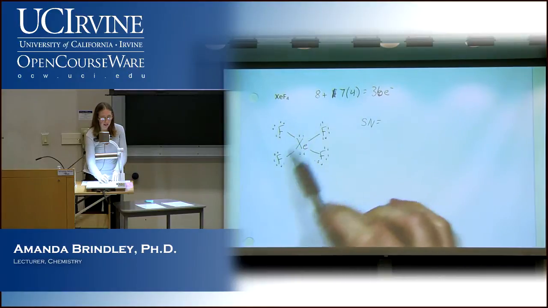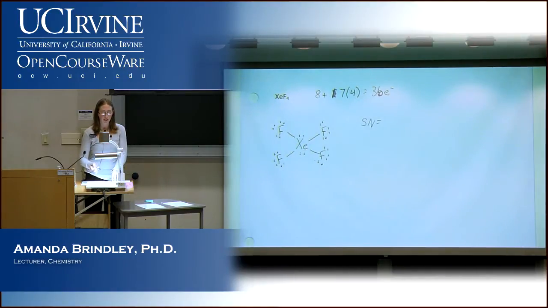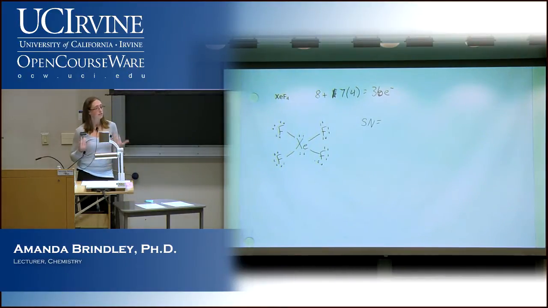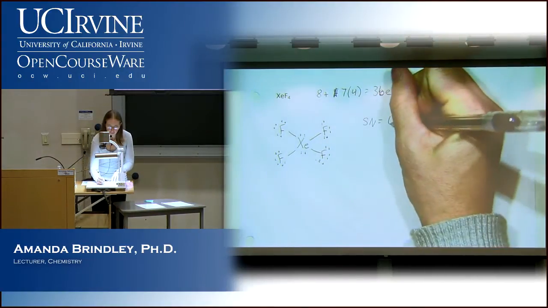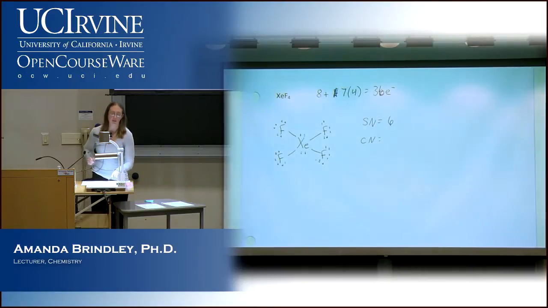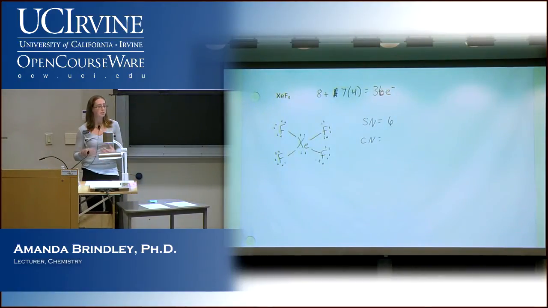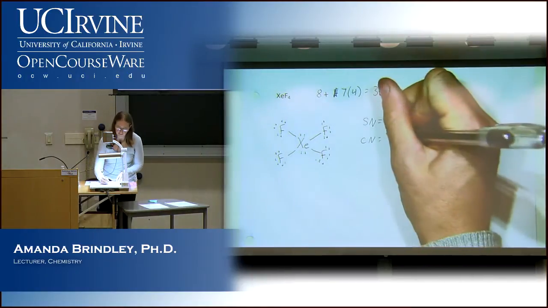Well, how many things do we have bonded to the central atom? 4. And how many lone pairs do we have? 2. So our steric number would be 6. Good. Now, what is our coordination number? That's the number of things that are bonded to it, right? So it is 4. Good.